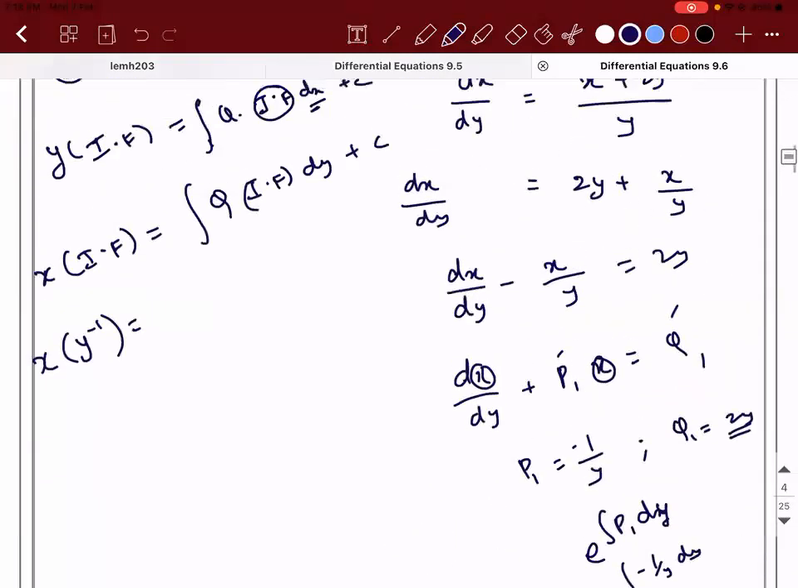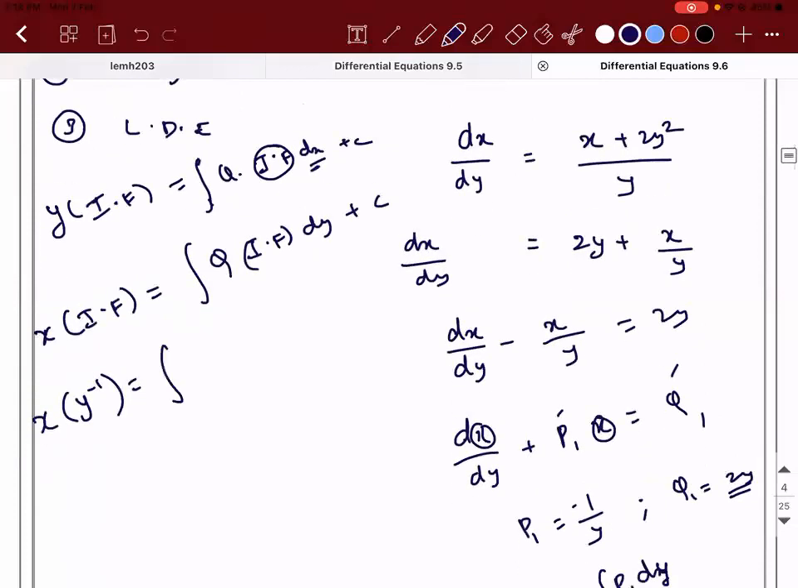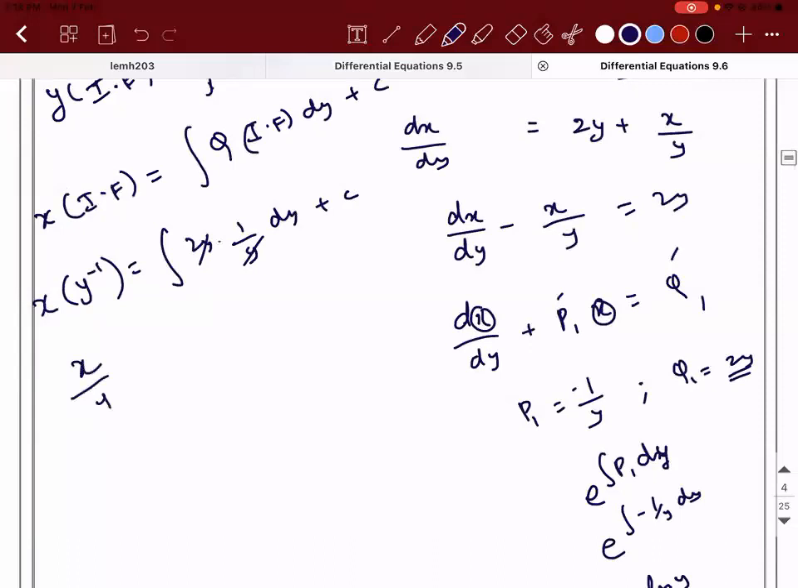That is 1 by y is equal to integral of q is how much? 2y into integrating factor is 1 by y into dy plus c. Y and y will get cancelled. X by y is equal to 2y plus c. So x will be 2y square plus cy. Now is it clear?